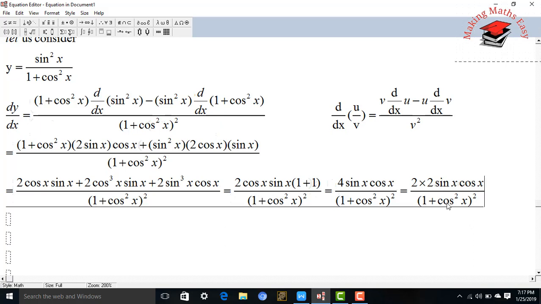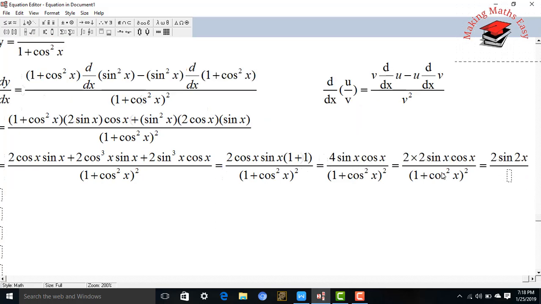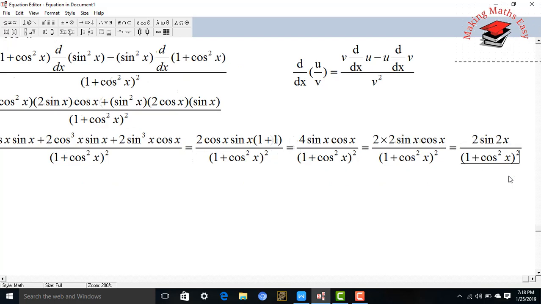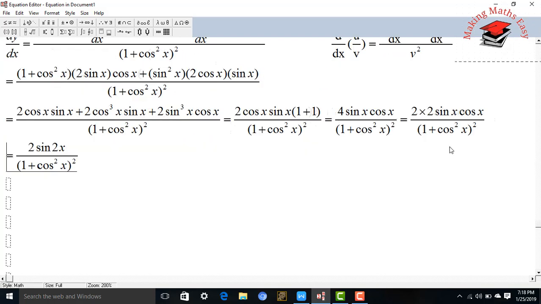So as we know the formula for 2 sin x into cos x, which is equal to sin 2x, so we will write it as 2 sin 2x divided by this. So this is the final answer which we got. This will be the final answer.